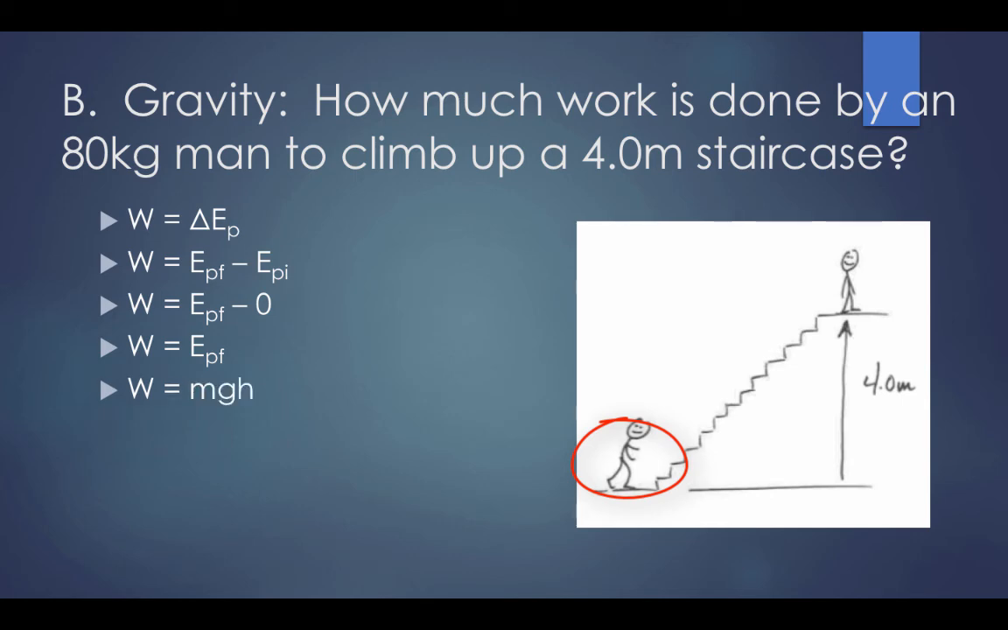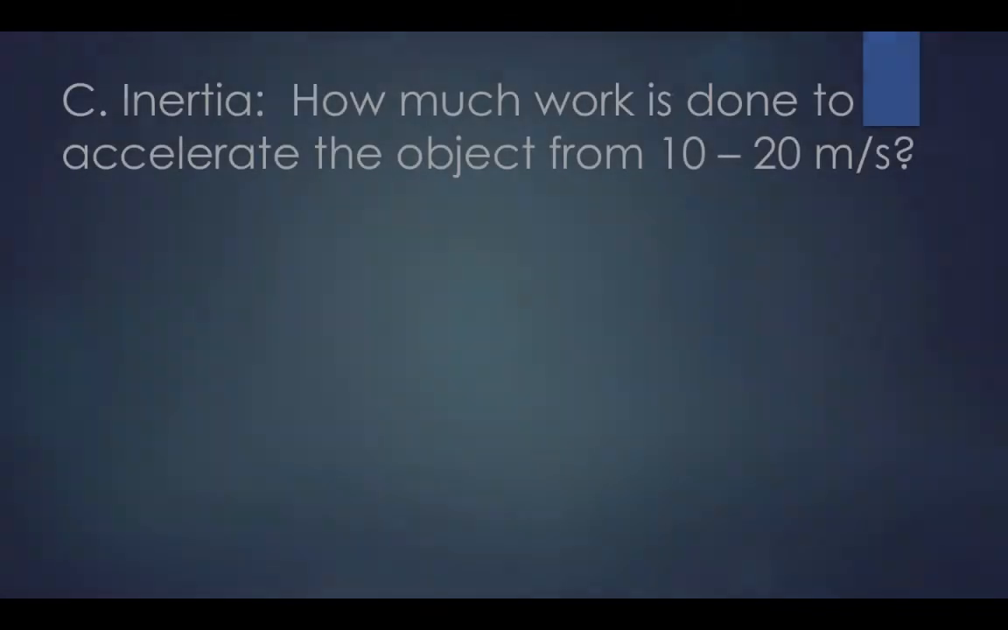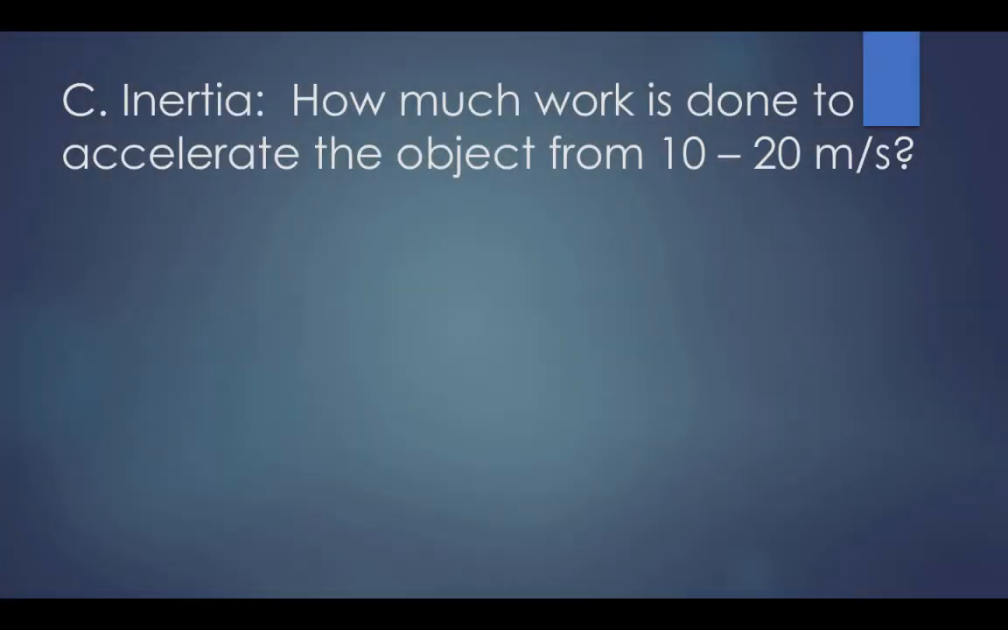The potential energy formula is mgh. Work is 80 times 9.8 times 4. Work is 3,140 Newton meters or 3,140 joules. Inertia example. How much work is done to accelerate the object from 10 to 20 meters per second? Again, change in kinetic energy is work.